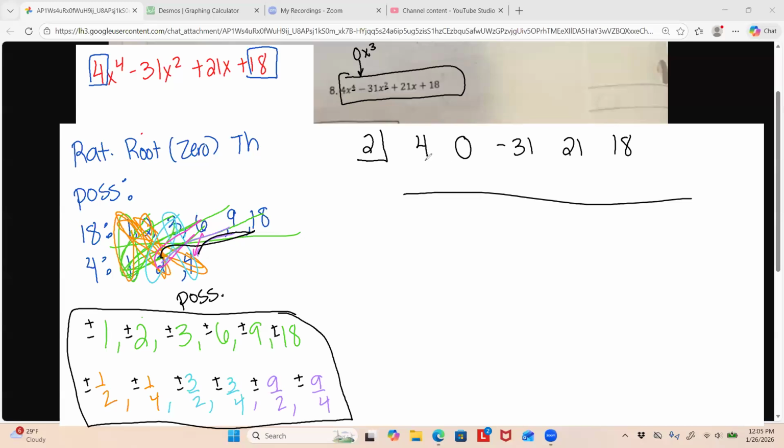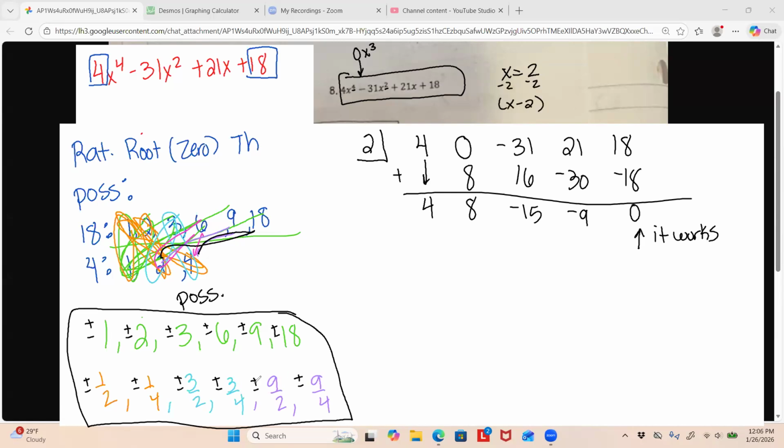Remember the algorithm for synthetic? We drop down, multiply by the box, add, multiply, add, multiply, add, multiply, add. This right here, this means it works. If you don't get a 0 at the back as your remainder, then erase and try again. Pick another possibility. So x equals 2 is an answer, and if they want the factor, let's just minus 2. So our factor is x minus 2.